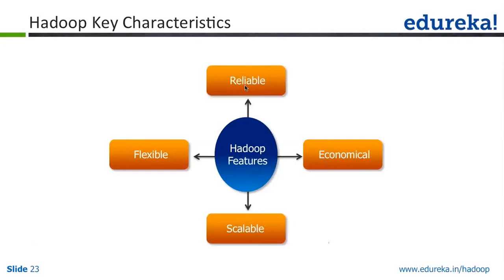Scalable, it is largely scalable. There's no limit on the number of nodes you can add, and solutions like Teradata and Exadata cannot work if the data becomes larger than say 10 terabytes. So that is where Hadoop comes into play. Hadoop can process really large data sets, maybe in the order of petabytes as well. And theoretically, there is no limit to the scale.